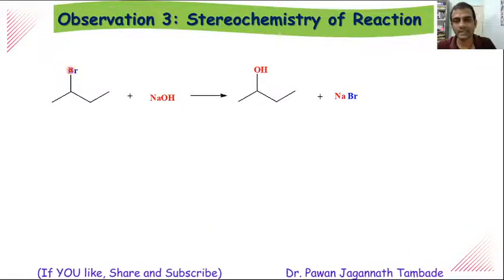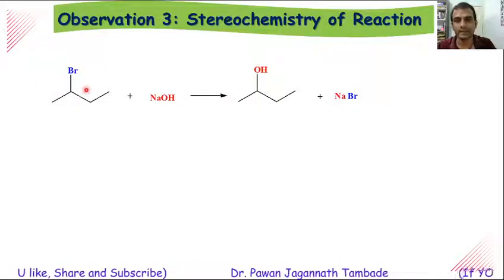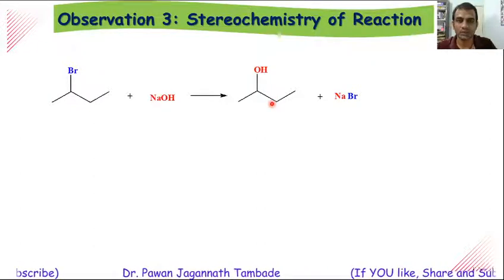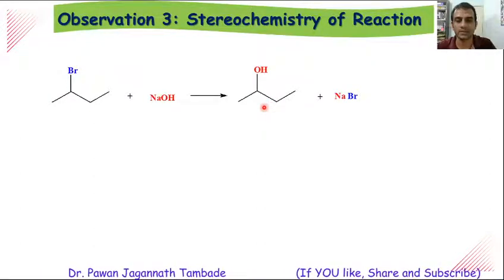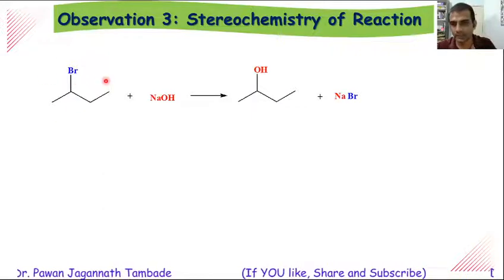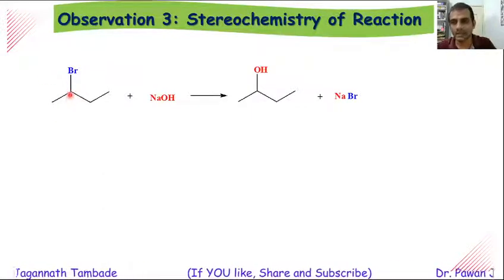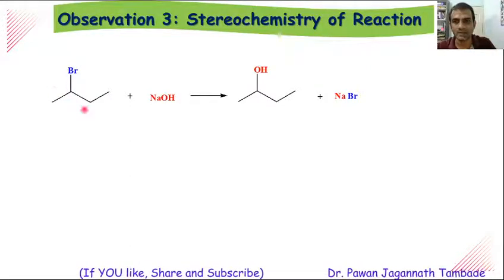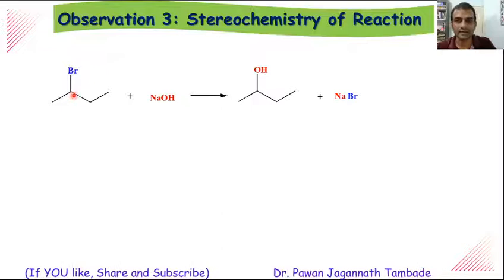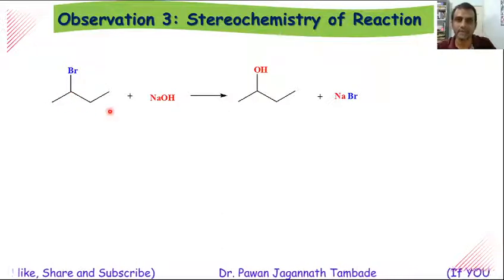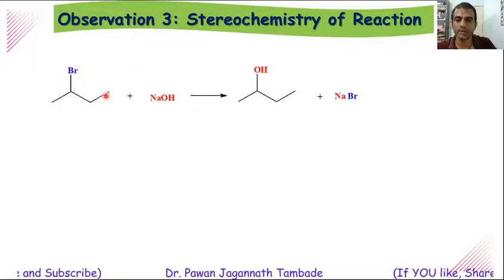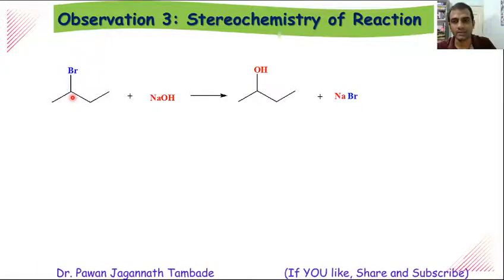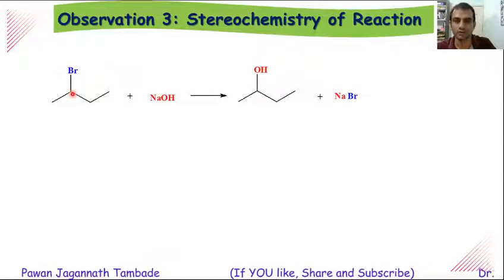When this secondary alkyl halide is allowed to react with NaOH, we are expecting this product. Now we will think from a stereochemistry point of view. If you look at this starting material, this carbon is attached to 4 different atoms or groups, and thus it is a chiral center. This molecule does not possess any symmetry operation, and thus the molecule is optically active, and this molecule can be present in two different forms.